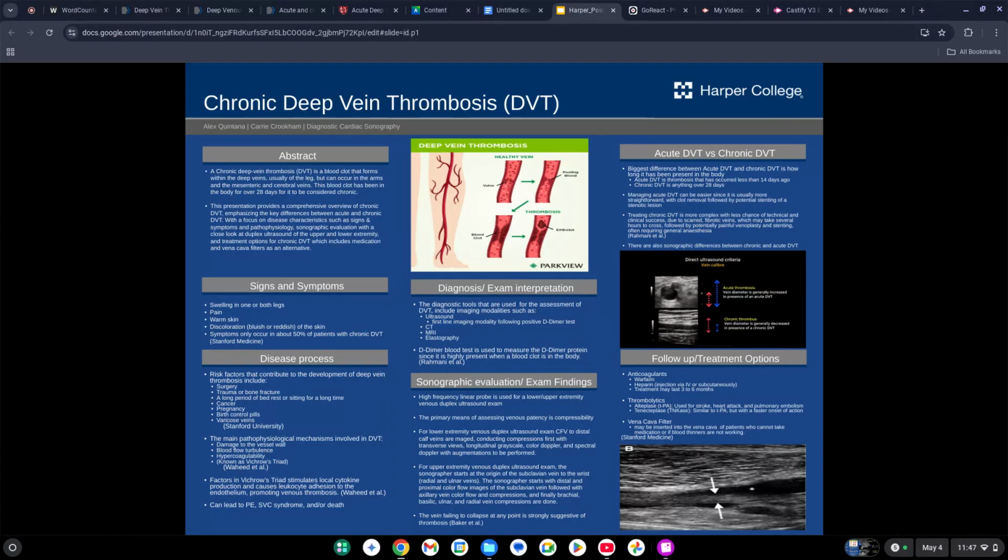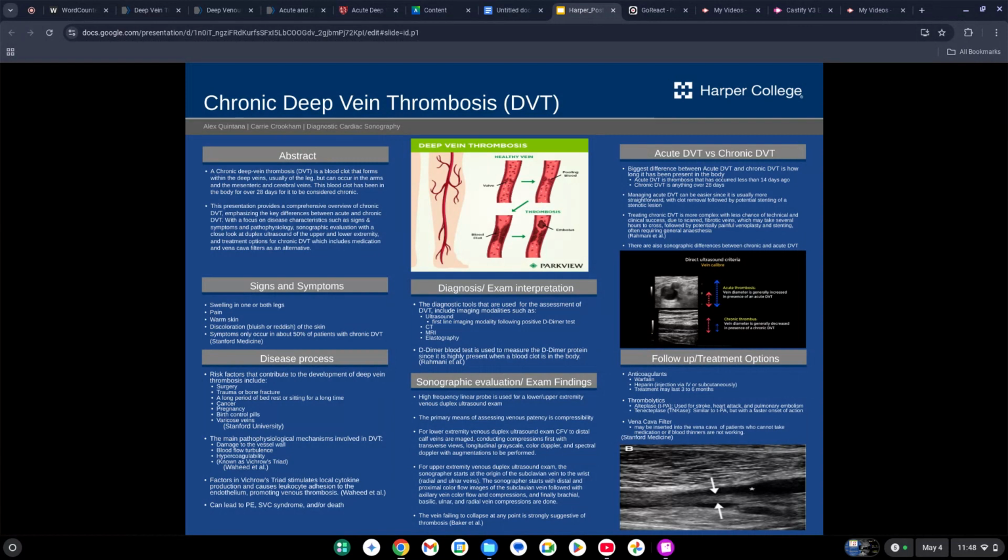Now finally, with follow-up and treatment options, you want to start the patient on anticoagulants such as warfarin or heparin. Heparin can be given intravenously or subcutaneously. Treatment may last 3 to 6 months. Then there are thrombolytics, which attack the blood clot and act as blood thinners, such as TPA, used for stroke, heart attack, and pulmonary embolisms, or TNKase, similar to TPA but with a faster onset of action.